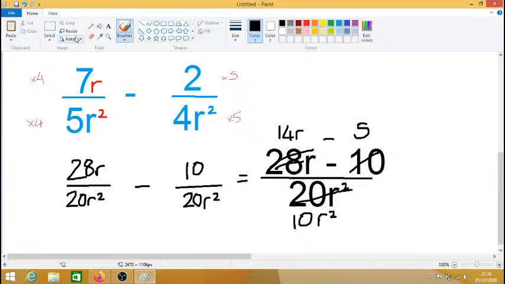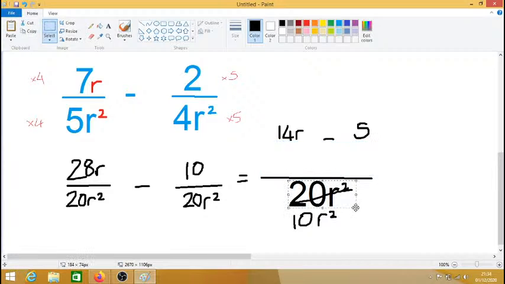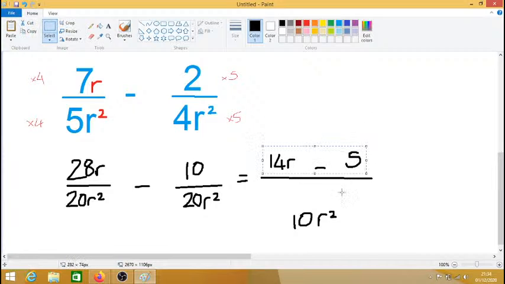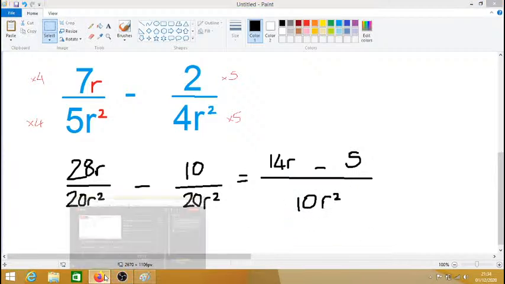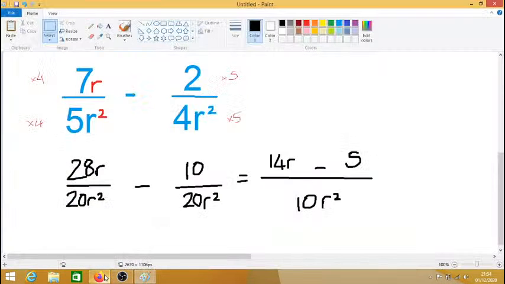And then that's hopefully nicer to look at, easier to read and work with. So let's get rid of what I had before. And the final answer is 14r take away 5 over 10r squared. Hopefully you had that or got close. Okay, looking good. Well done, Aisha.